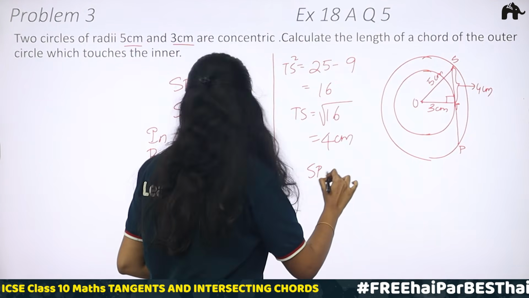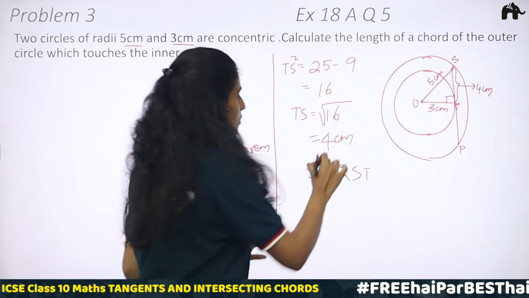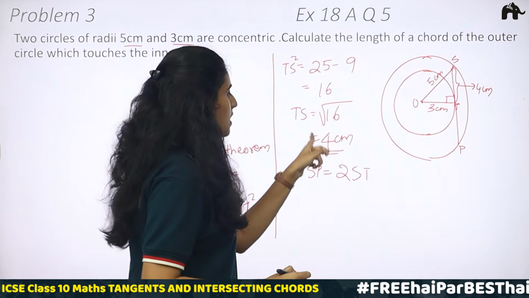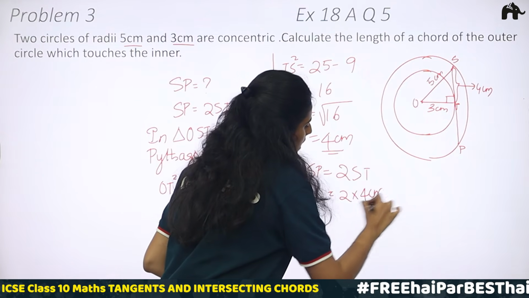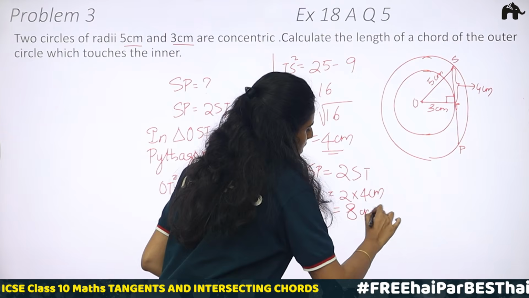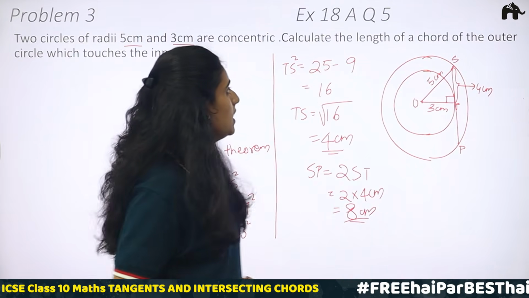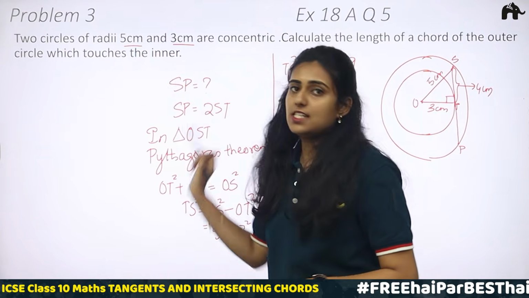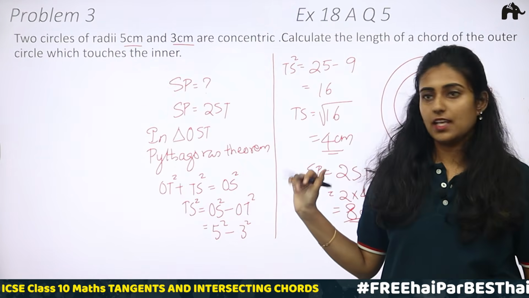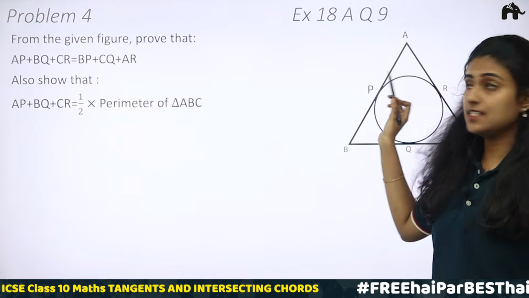SP is equal to 2 times ST. ST we have found, which is 4 centimeter. ST and TS are the same, 4 centimeter. Therefore, 2 into 4 centimeter equal to 8 centimeter. 8 centimeter is the total length SP. What is SP? The length of the chord of the outer circle which touches the inner circle. Clear?